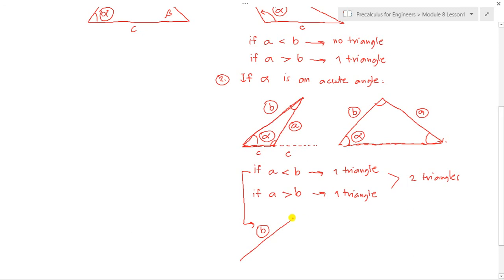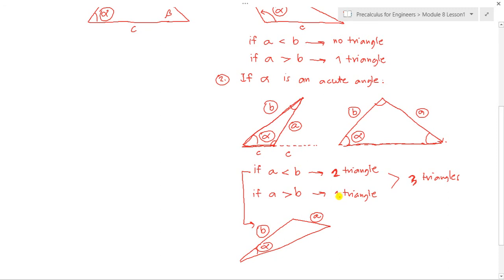Now, if A is less than B, I can draw it. This is A. Now, if I project C, C is higher. But still, the angle alpha is acute. So, therefore, if A is still less than B, two triangles are generated, this one or this one. So, there are two triangles for this case. Now, for the second condition, if A is greater than B, I think there is only one triangle.